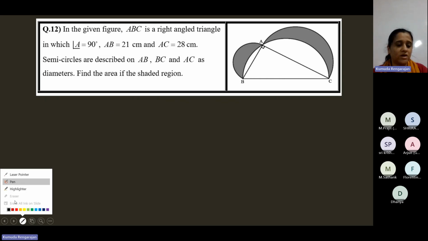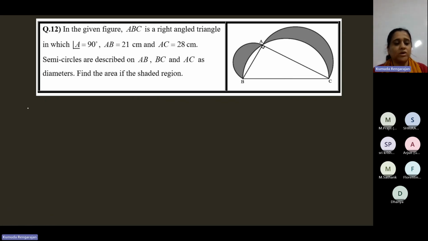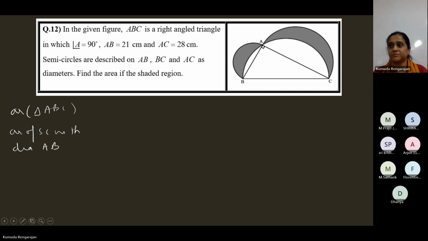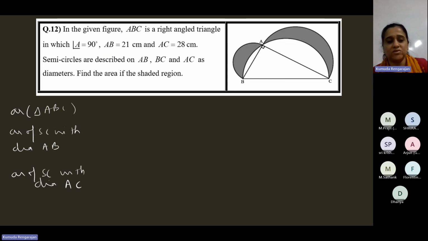So then what you can do is write like this: area of triangle ABC. Then you can write area of semicircle with diameter AB like this. Then area of semicircle with diameter AC. Then area of semicircle with the diameter BC. Like this you can write.